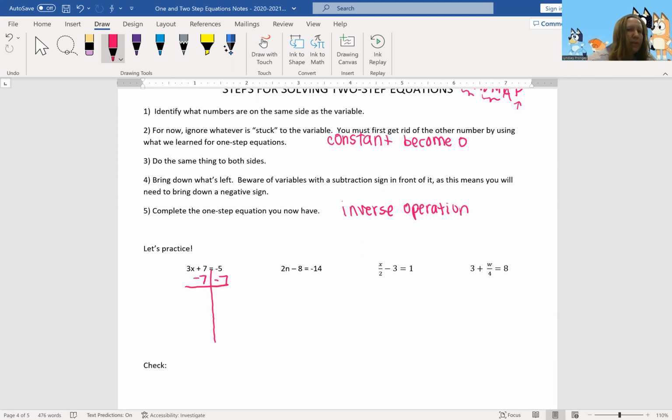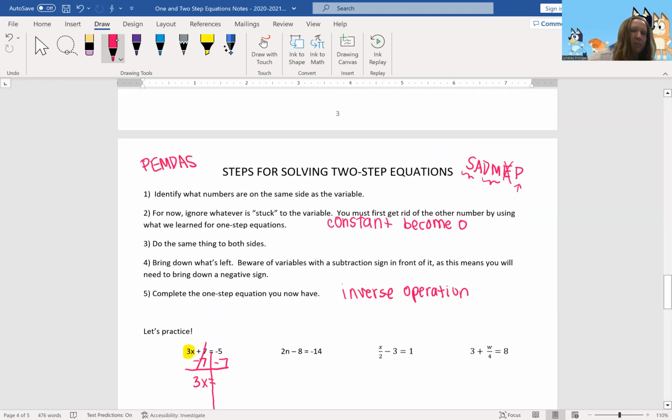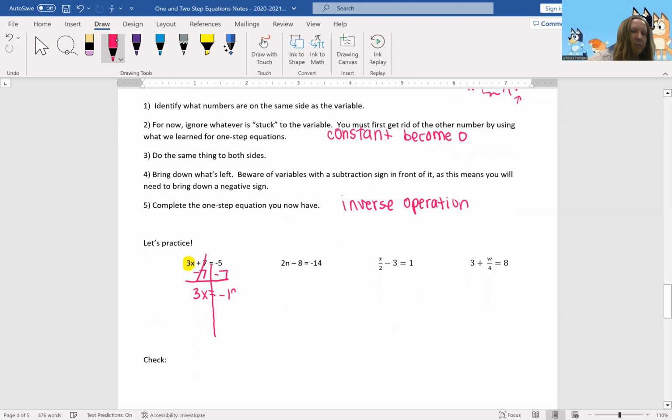I can cross off my 7 because 7 minus 7 is 0. And now, instead of just bringing down that x, I am bringing down that 3x. I continue to have my equal sign along my wall. And -5 minus 7 is -12. Now we have to get rid of that 3. I see multiplication, which means I need to divide. So I'm going to divide both sides by 3. 3 divided by 3 is 1. So we get x equals, and -12 divided by 3 is -4.